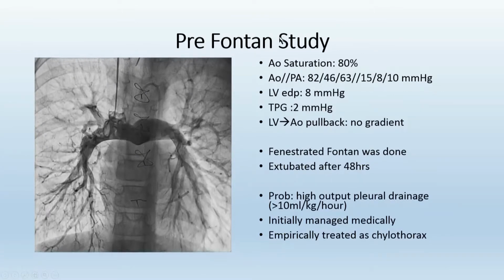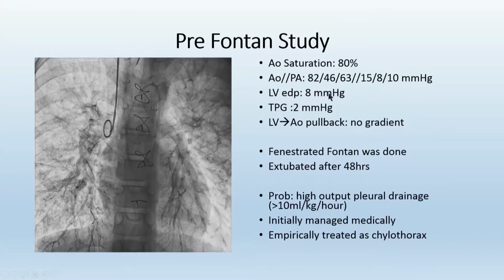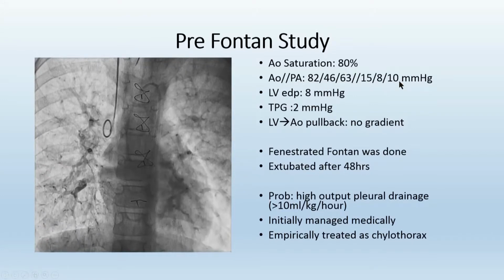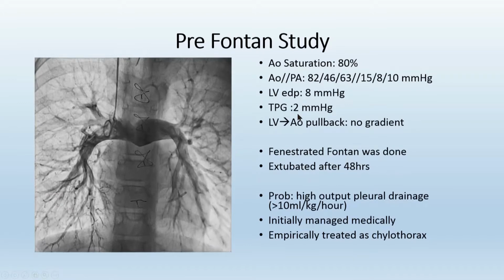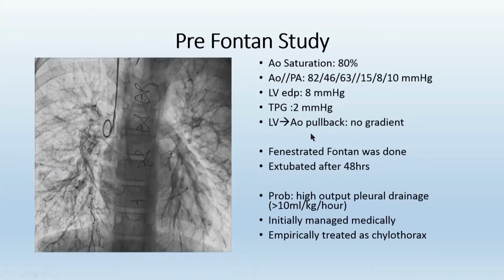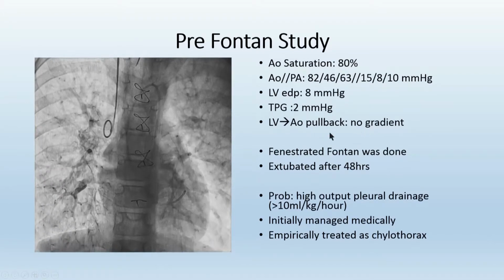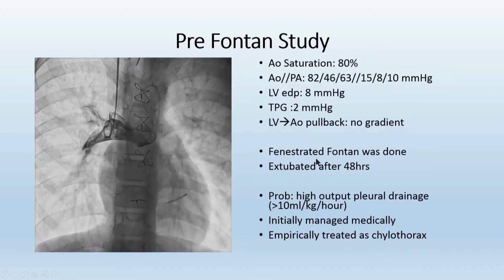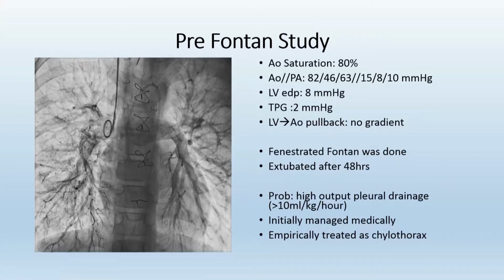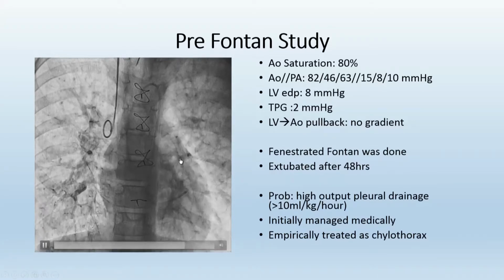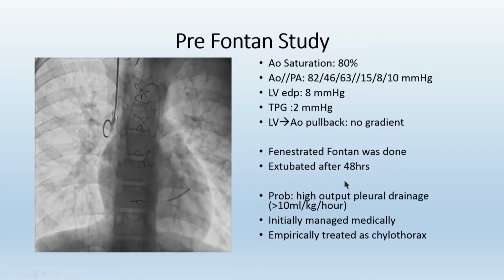Aortic saturation was 80%, PA pressure mean of 10, and LV EDP of single digit, and the transpulmonary gradient was 2 mmHg. And this patient has no gradient at the pullback from LV to AO. So the Fontan fenestration surgery was done, and the patient was extubated after 48 hours in ICU stay.